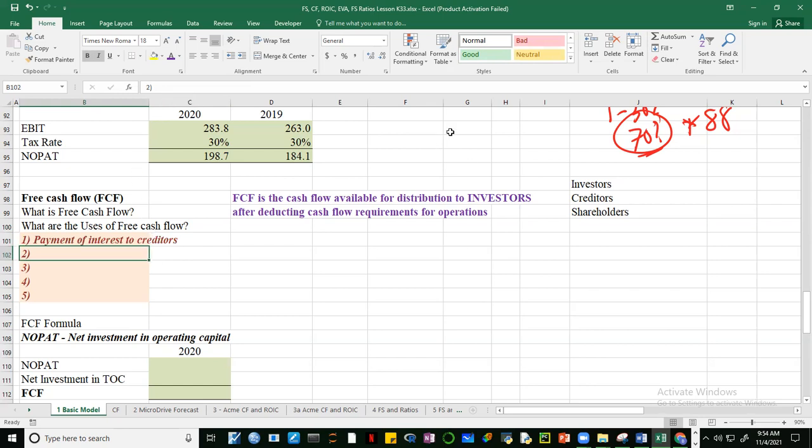I think Kyla was also raising her hand a while ago. Yes, Kyla? Would you like to add on to this? Okay. Angel? Sir, paying dividends to shareholders. Correct. Thank you, Angel. So payment or distribution of dividends to shareholders.